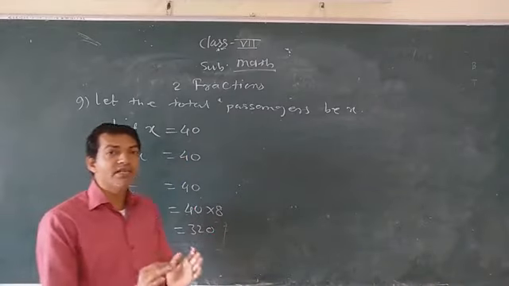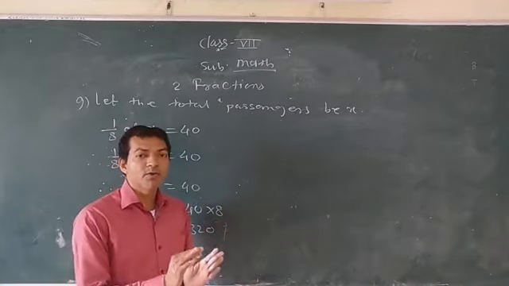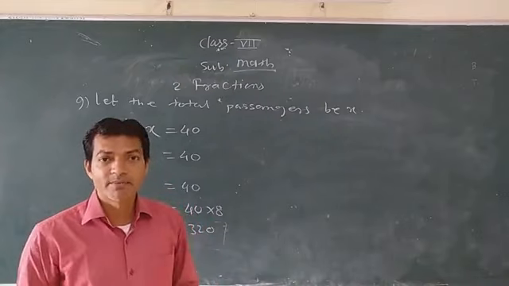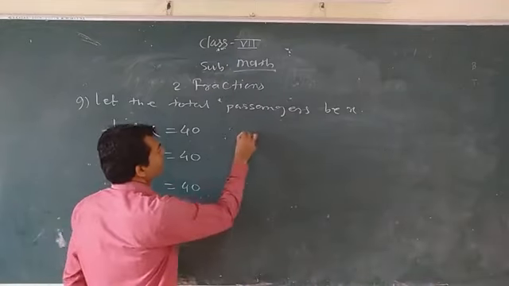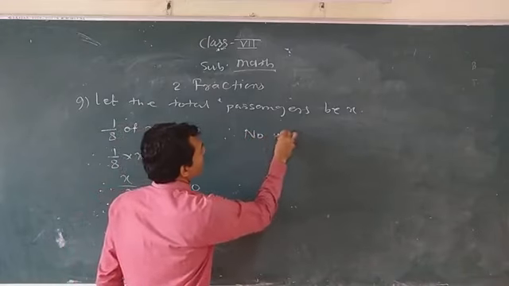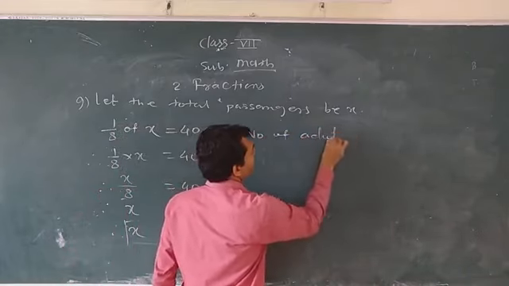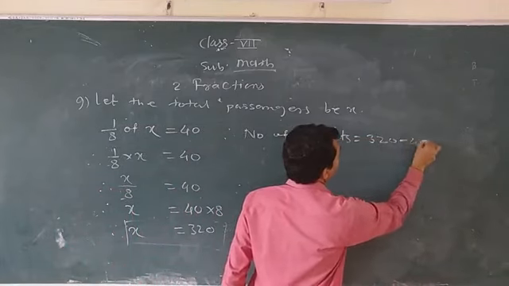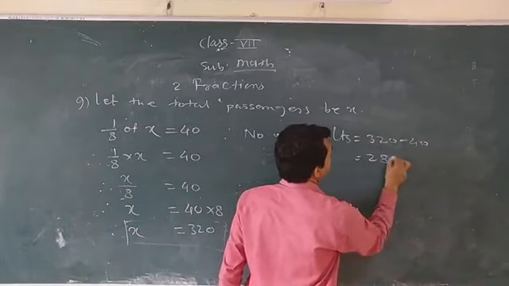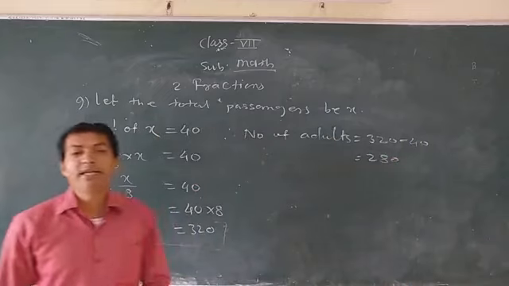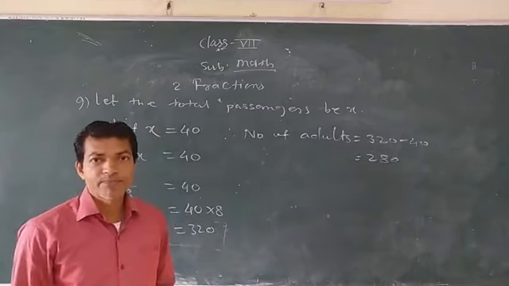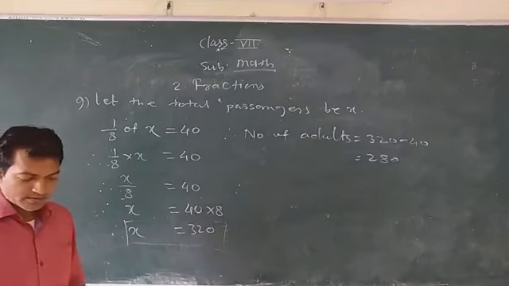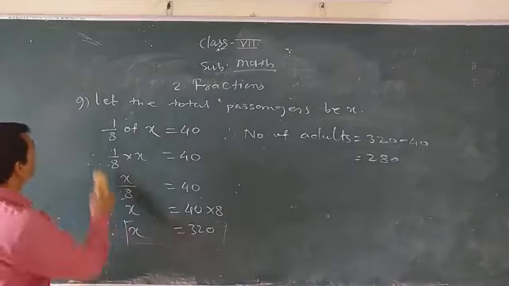Out of 320, 40 are children. So you have to subtract 40 from 320, and you can get the number of adults. Therefore the number of adults is equal to 320 minus 40, which is equal to 280. So in this way you can get the answer. 280 adults are there. Okay, write down. Over. Now the next problem.